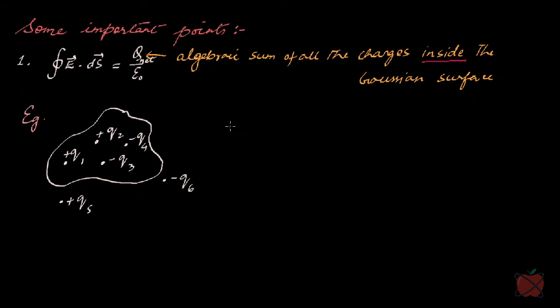Okay, so according to the Gauss law, integration of E dot ds, that means the electric flux, is equal to the algebraic sum of the charges which are only inside. That means q5 and q6 are excluded. Alright, so how do we get the net charge? We just take the algebraic sum. So q1 plus q2 minus q3 minus q4, whole thing divided by epsilon naught. Got it? So this is what the law says. So that's the first example.